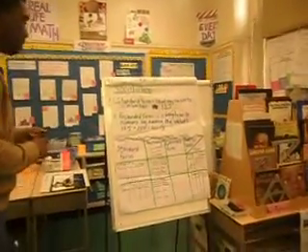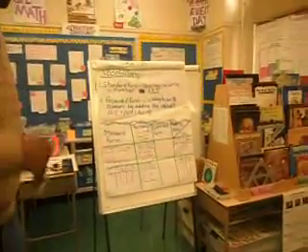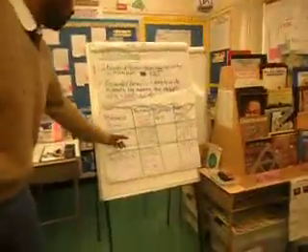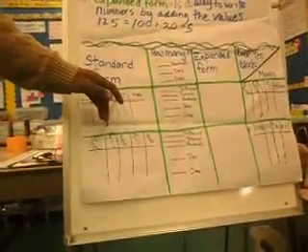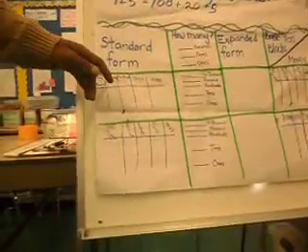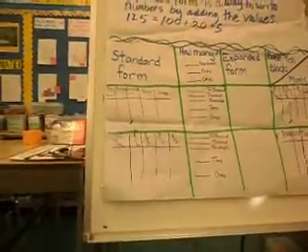Okay, so in standard form, I'm going to come up with a number. The place values that we're looking at in 3rd grade are the ones place, the tens place, the hundreds place, the thousands place, and the 10,000s place. Okay? So I'm going to come up with a number.